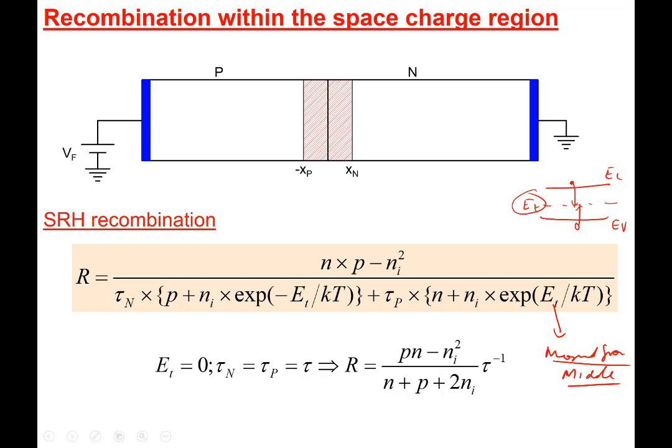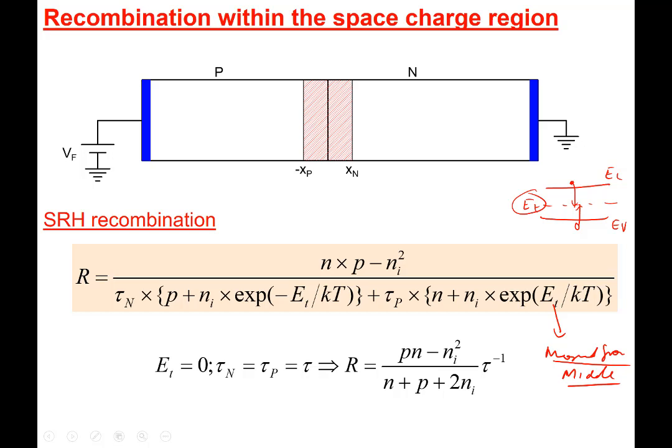Why? Because you can see very clearly, if I have a defect level Et which is close to Ec, what would happen? Then Et is large, and the exponent Et by kT becomes very large, R will become very small. Similarly, if you have a defect level very close to Ev, this term becomes very large. And again, you find that recombination is very small. So a defect level close to the conduction band doesn't do much recombination. A defect level close to the valence band doesn't contribute much to recombination. A defect level in the middle is the best recombination center. And that's why we are putting Et equal to 0 here.